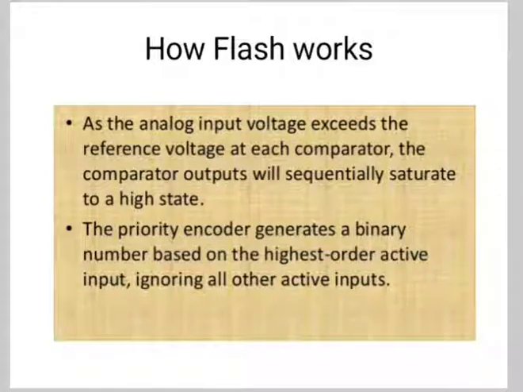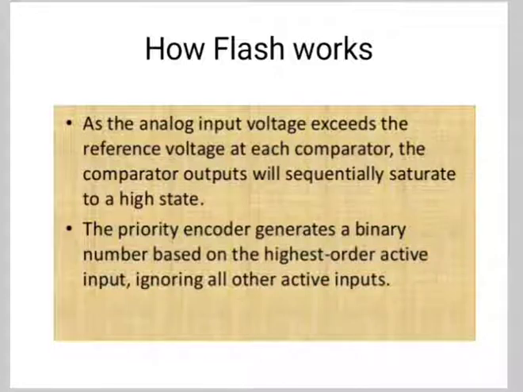It is also called a parallel A to D converter, as this circuit is the simplest to understand. It is formed of a series of comparators, each one comparing the input signal to a unique reference voltage. The comparator outputs connect to the input of a priority encoder circuit, which then produces a binary output.